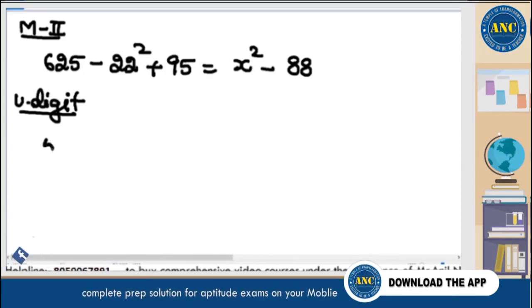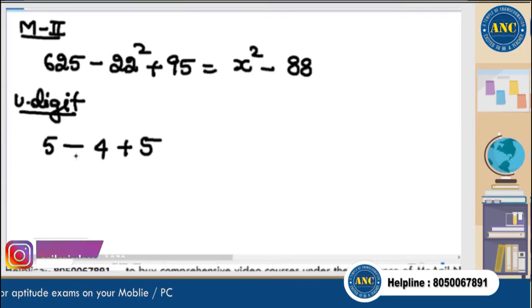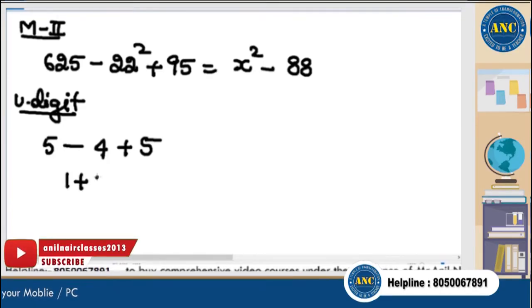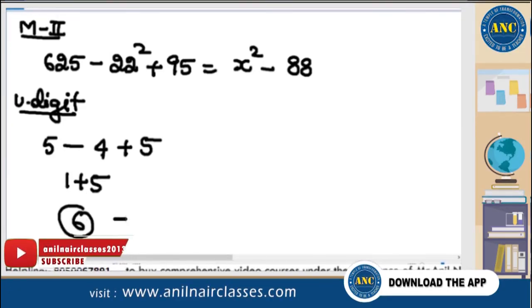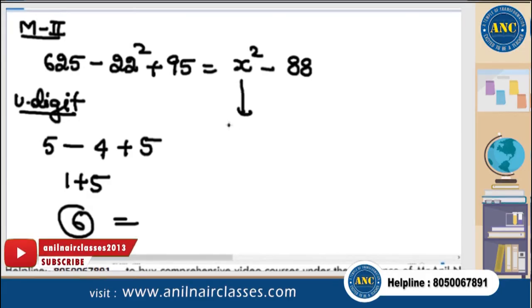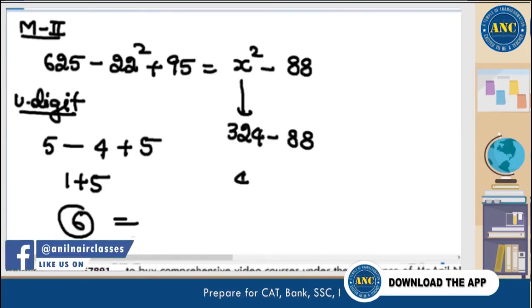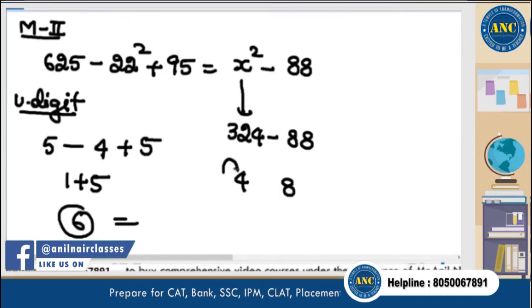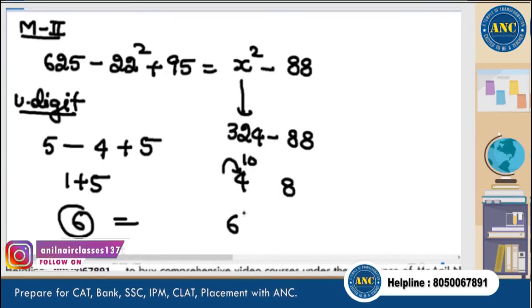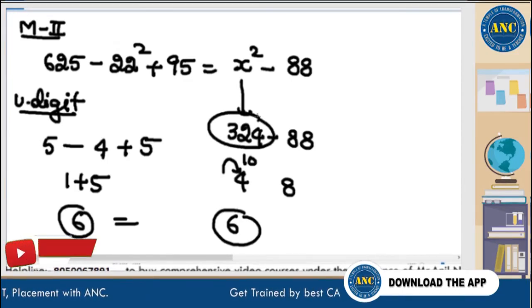625, unit digit is 5. 2 square is 4 and it is 5. 5 minus 4 is 1. 1 plus 5 is 6. Unit digit in the left hand side is 6. So what is the answer? I took 324 minus 88. 4 will not go in 8, 10 carried, 14 minus 8 is 6. So answer is 324.